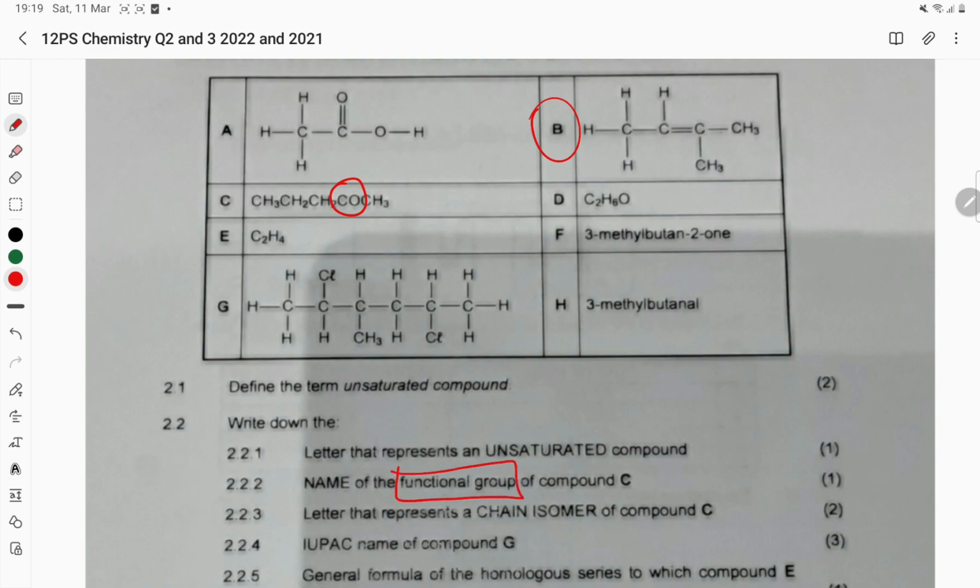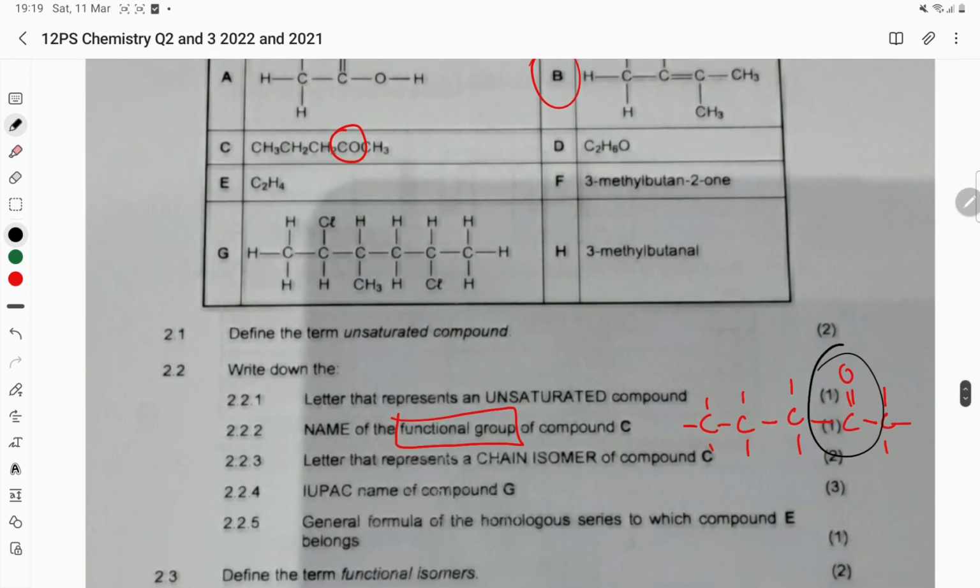I almost got tricked here. I was going to name the homologous series it belongs to, but they want the functional group. So that almost got me. So it's CH3. Okay, there it is. And the functional group is this thing. That thing is called a carbonyl. So watch out for that.